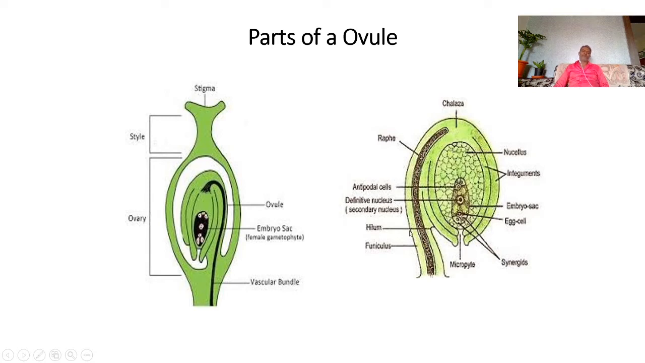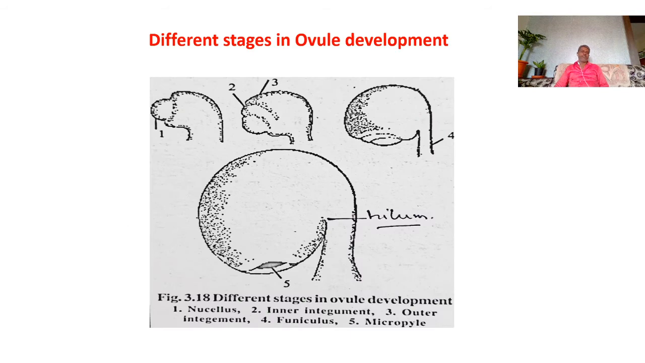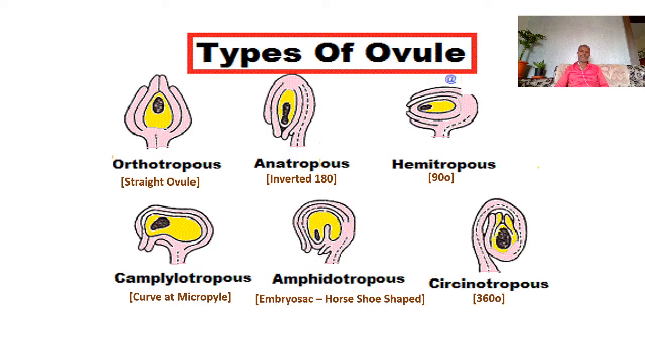Based on the position of this micropylar region, the embryo sac, the chalaza, and the funiculus in angiosperms, the ovules are of different types. What are the different types of ovules? Six types of ovules are discovered based on the position of this micropylar region, the embryo sac, and the position of the funiculus.